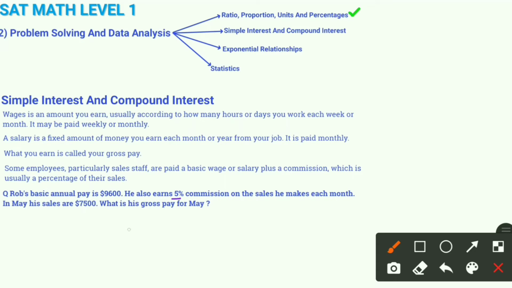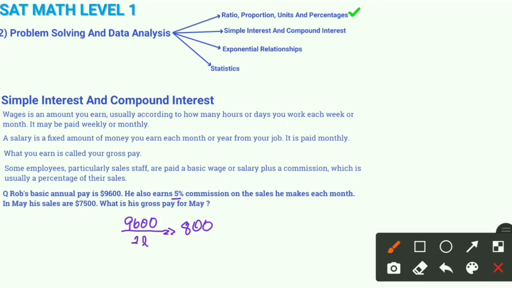So it says that Rob's basic annual pay, which means it's given every year. So we're going to divide this by 12, and then we're going to find how much he earns each month. 9,600 upon 12. So he earns $800 per month.